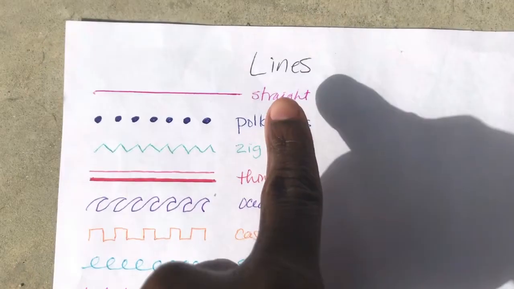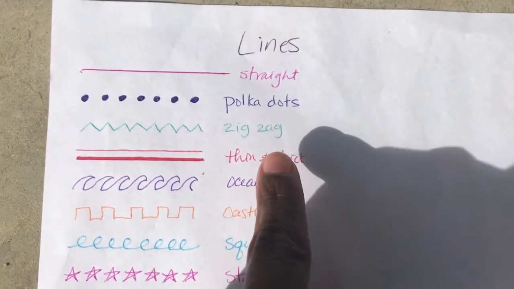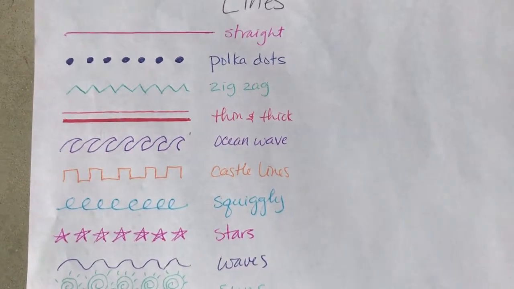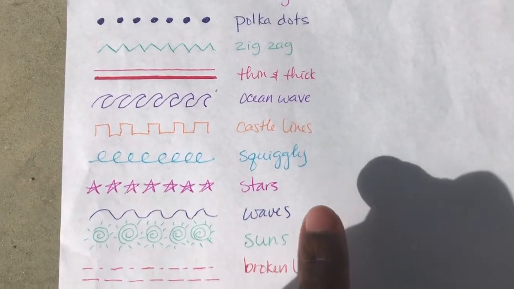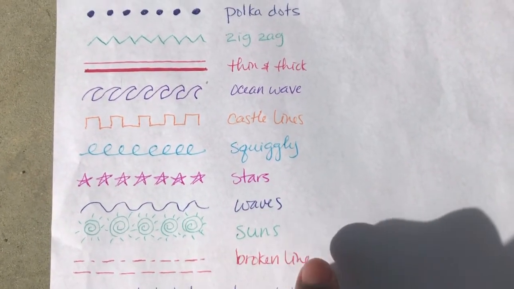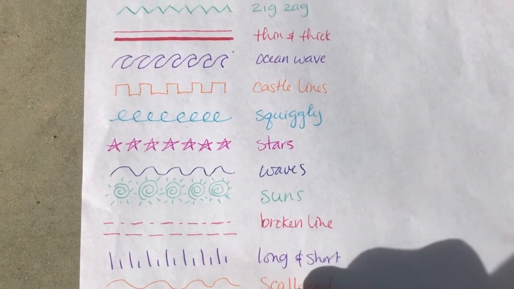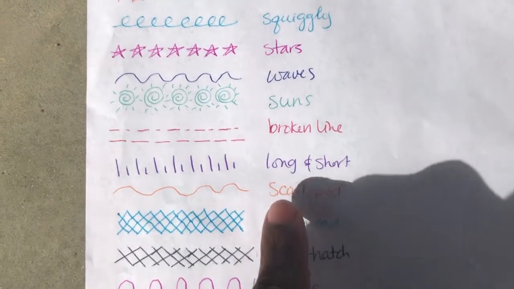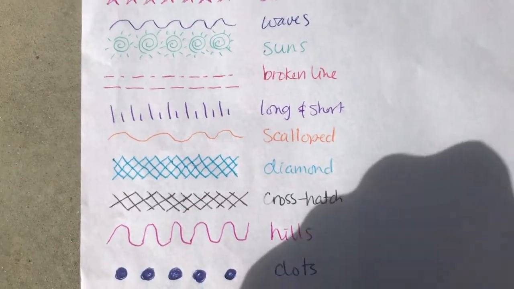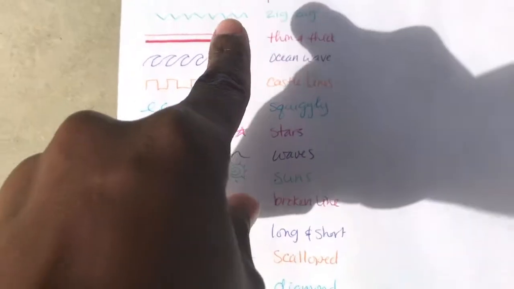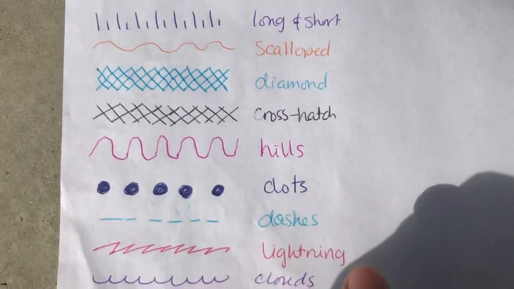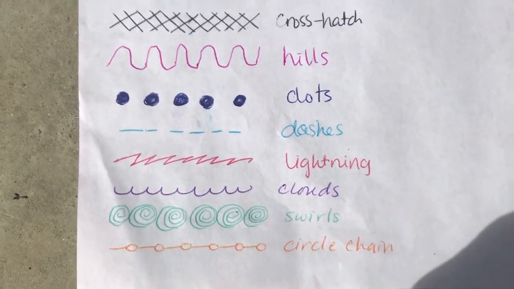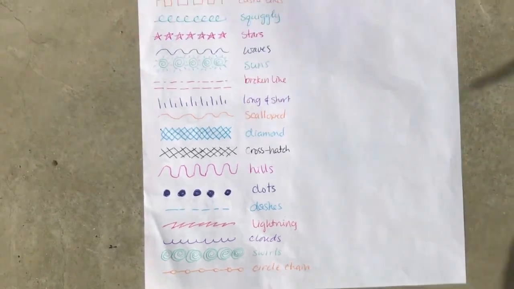We have straight line, polka dots, zigzag, thin and thick, ocean wave, castle lines, squiggly, stars, waves, sun, broken lines, long and short, scalloped, diamond, crosshatch, which are similar to diamond, hills, dots, which are bigger than polka dots, dashes, lightning, clouds, swirls, and circle chain. You can find all of these types of lines in art.